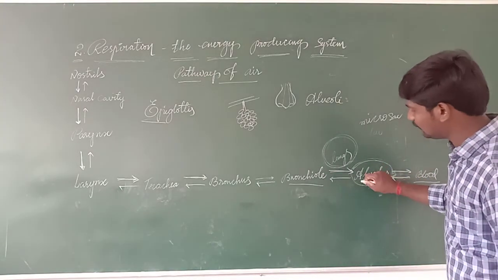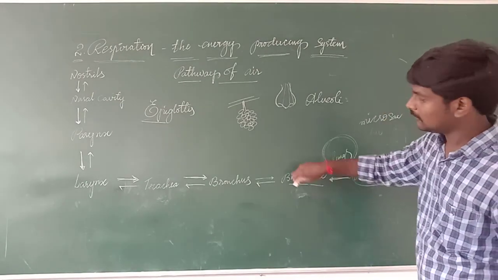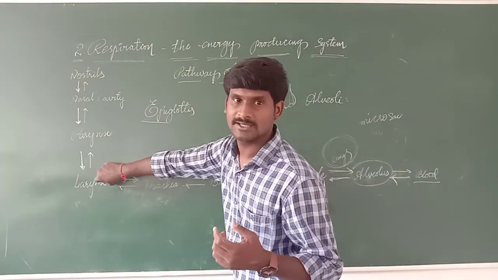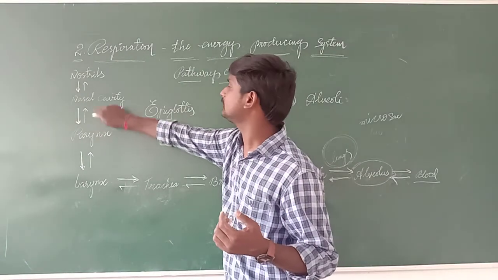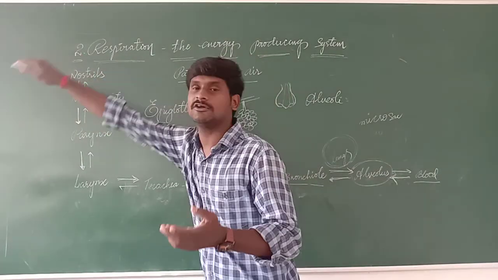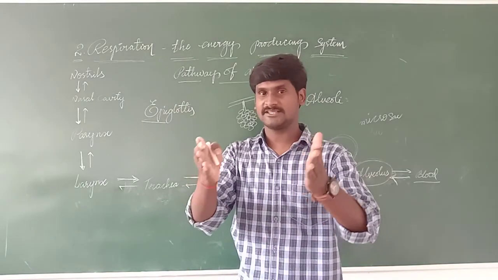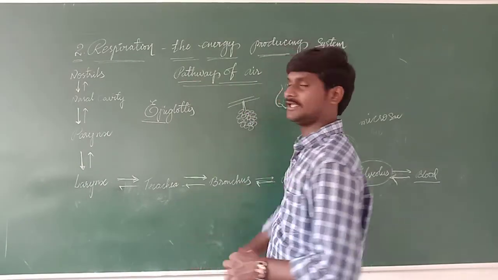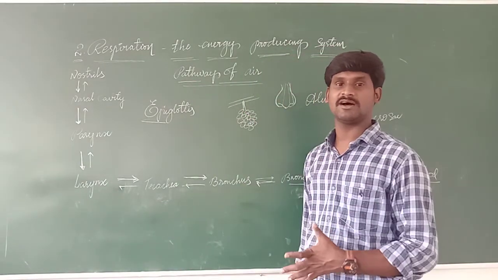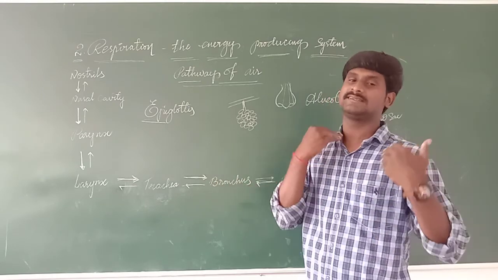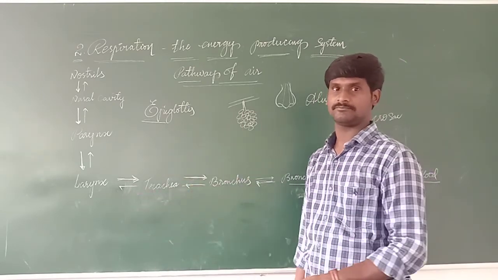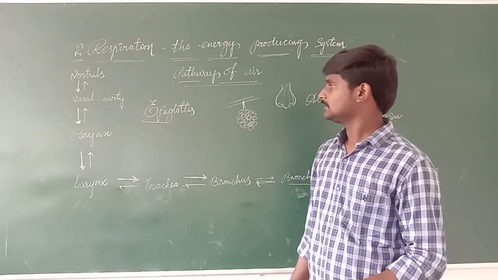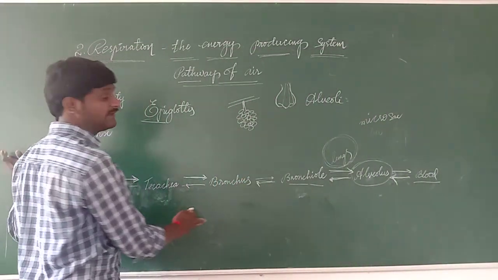The carbon dioxide comes to the alveoli. Alveoli to bronchiole, bronchiole to bronchus, bronchus to trachea, then to the larynx, larynx to pharynx, pharynx to nasal cavity, nostrils, and it comes outside. Whichever way the air enters the body, the same way it will come out in reverse. This is the pathway of air. Understand? Remember this, it is very, very important.